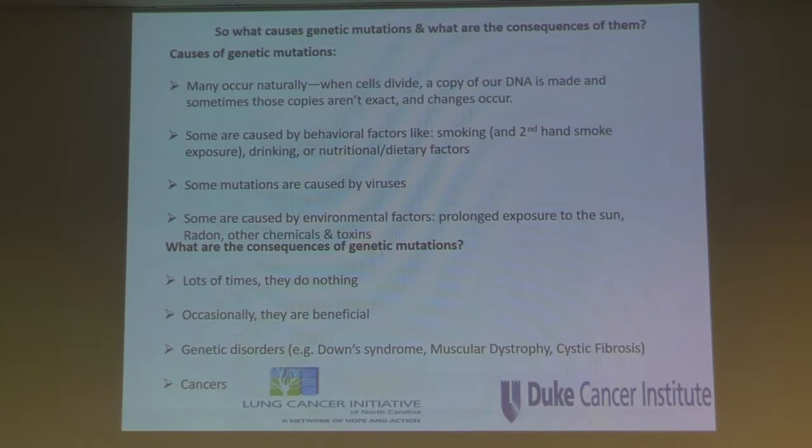I kind of touched on this already, but the consequences of these mutations: lots of times they don't really do much of anything that we know of. Not much changes. They're incorporated into the cell, but are pretty innocuous, and sometimes they are actually beneficial, and they can actually improve things. And then sometimes you have genetic disorders, so Down syndrome, muscular dystrophy, cystic fibrosis, and then of course cancers.